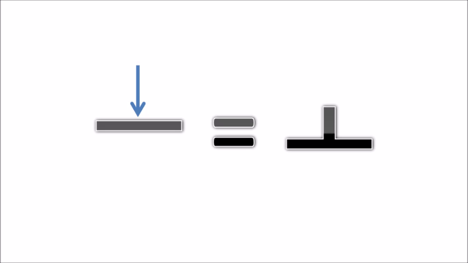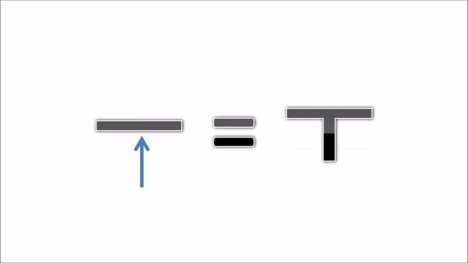The same goes for E. If you add a line at the top, then you have O. If you add a line at the bottom, then you have U. Thus, again, it is impossible to write the Y sound in Korean.